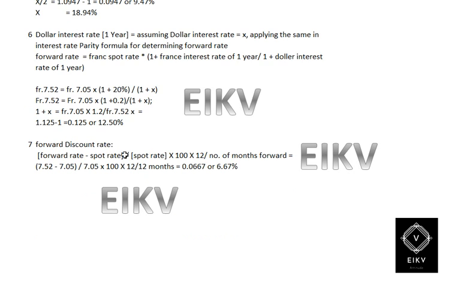Now the forward discounting rate. So the forward discounting rate is nothing but forward rate minus spot rate divided by spot rate into 100, converted into months. It will be 6.67%.